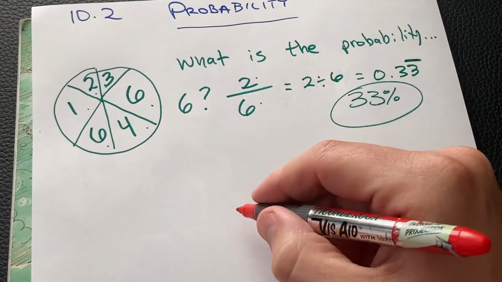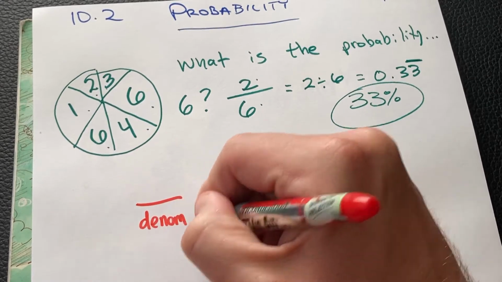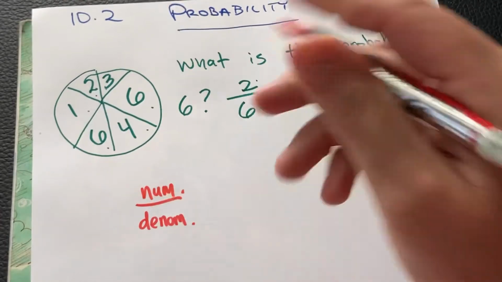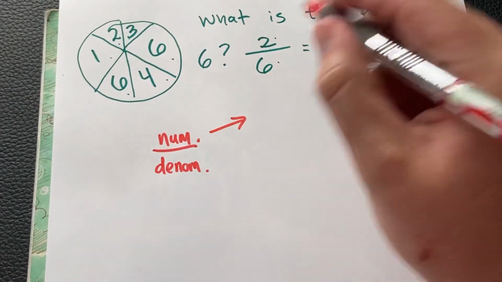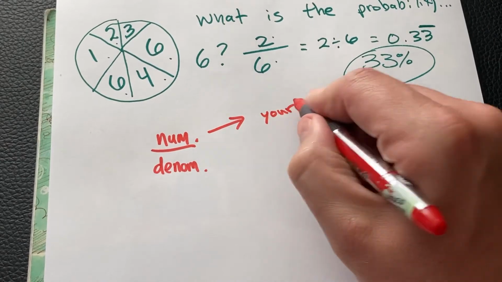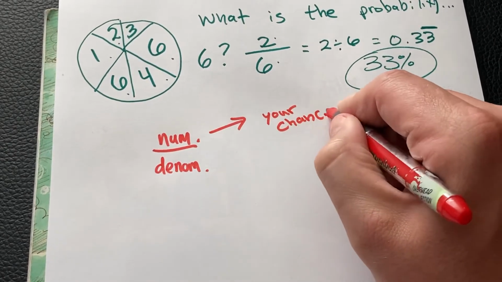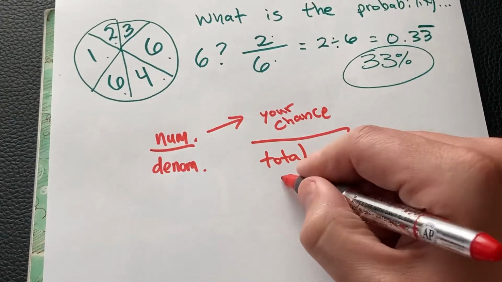So the fraction, the numerator and the denominator, is your chance over total chances.